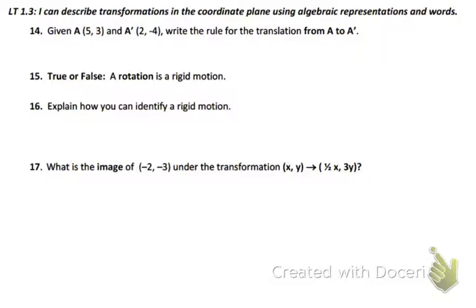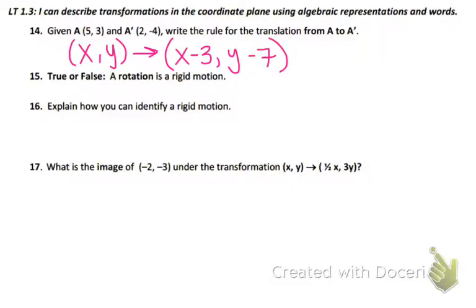Since we're just working with this set of points, the best way to do it is by addition and subtraction. So I'm starting with my (x, y), that's my point A. And then my rule is going to create the (2, -4). What would I have to add or subtract from 5 to get 2? Well, that's 3. Subtract 3, so this will be x minus 3. And what would I have to add or subtract from 3 to get to -4? That would be y minus 7. So that is your rule, because if I take 5 minus 3, it gives me 2. If I take 3 minus 7, it gives me -4.